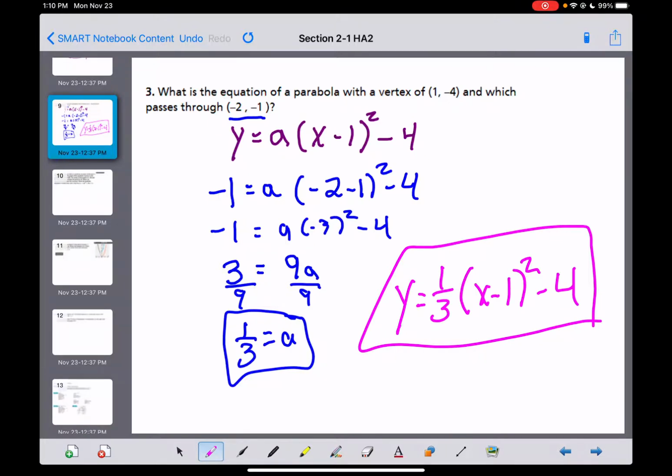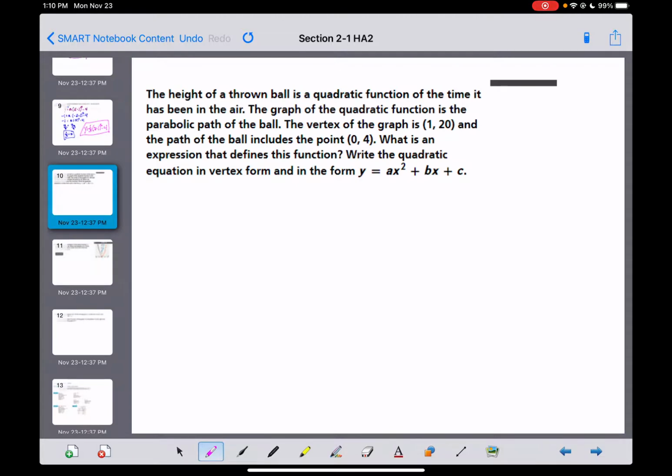Okay, so let's look at a story problem. Kind of a practical one. It says the height of a thrown ball is a quadratic function of time in the air. The graph of the quadratic function is the parabolic path of the ball. The vertex of the graph is at (1, 20). The path of the ball includes the point (0, 4). What is the expression that defines the function? And write the quadratic equation in vertex form and in that form right there, which is standard form.